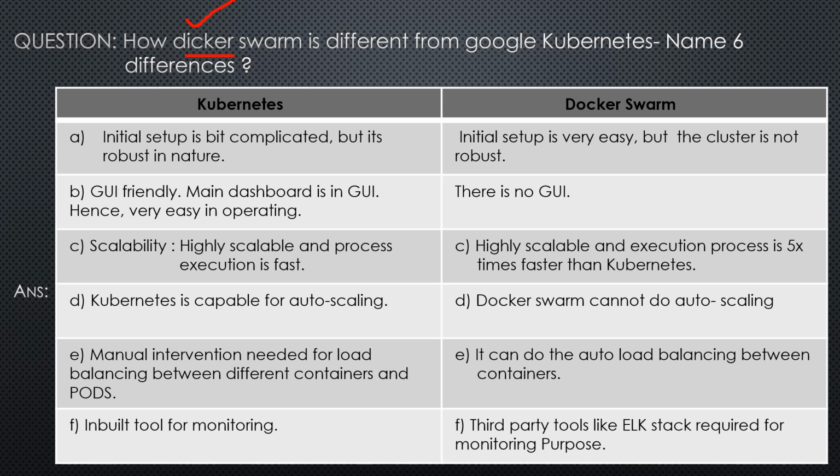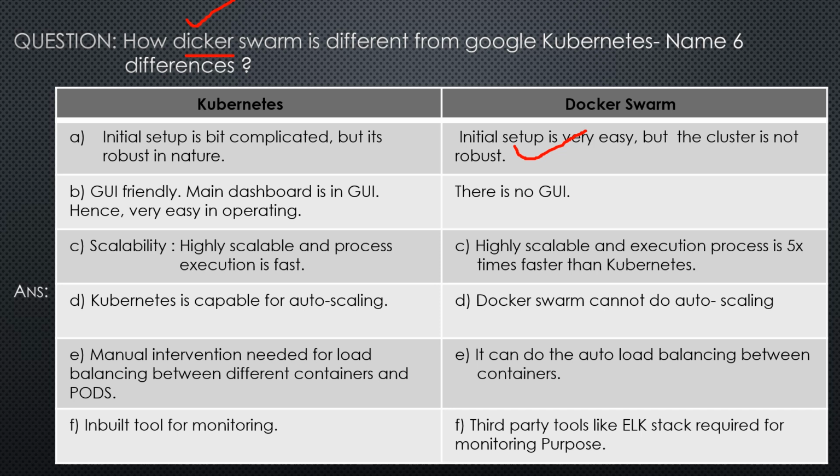The first difference between these two is the initial setup. The initial setup is complicated in Kubernetes, but it is very robust and strong, with more features available, and it is very easy to use. However, with Docker Swarm the initial setup is very easy, but the cluster is not as robust, and it is not used as frequently as Kubernetes. That's why Kubernetes is more frequently used.